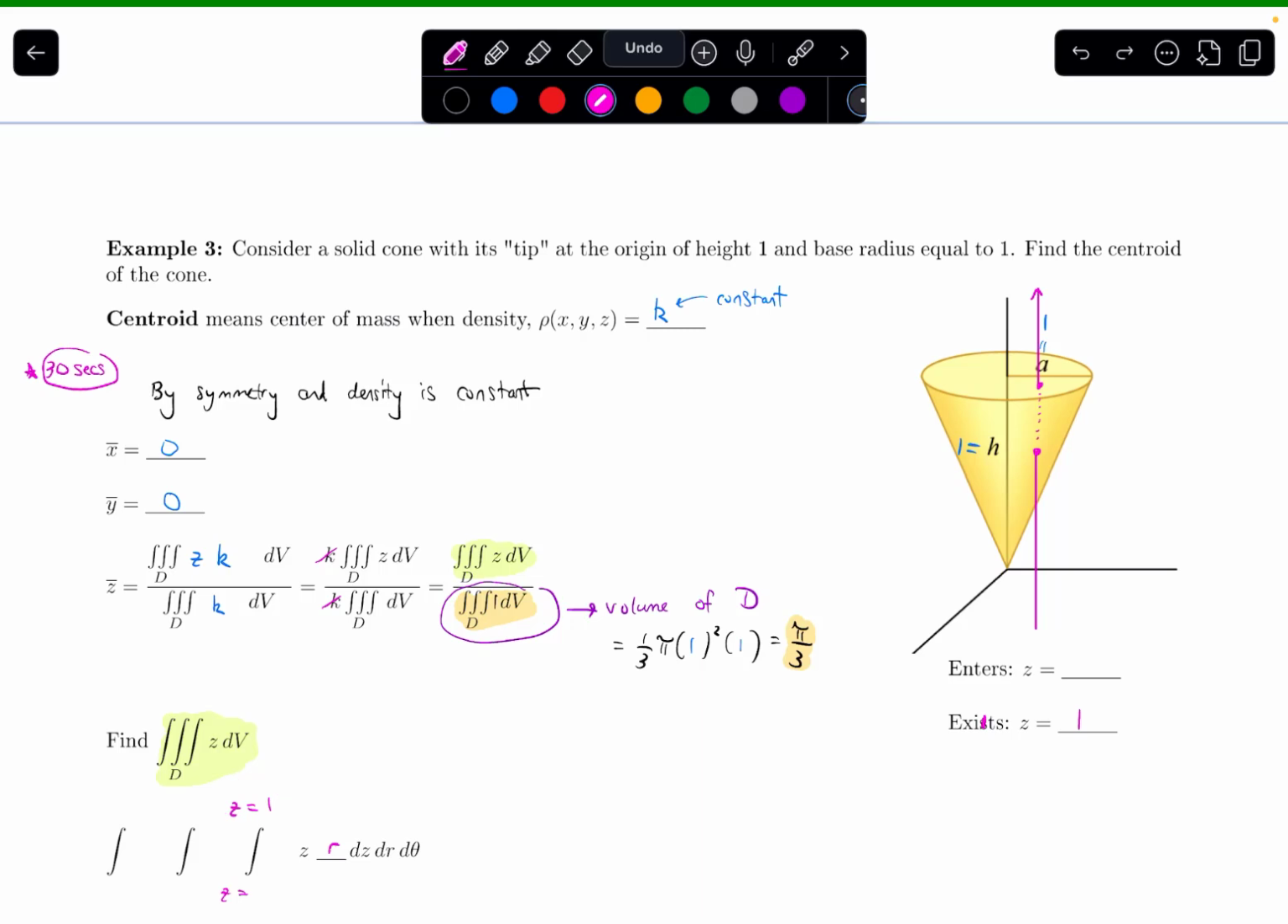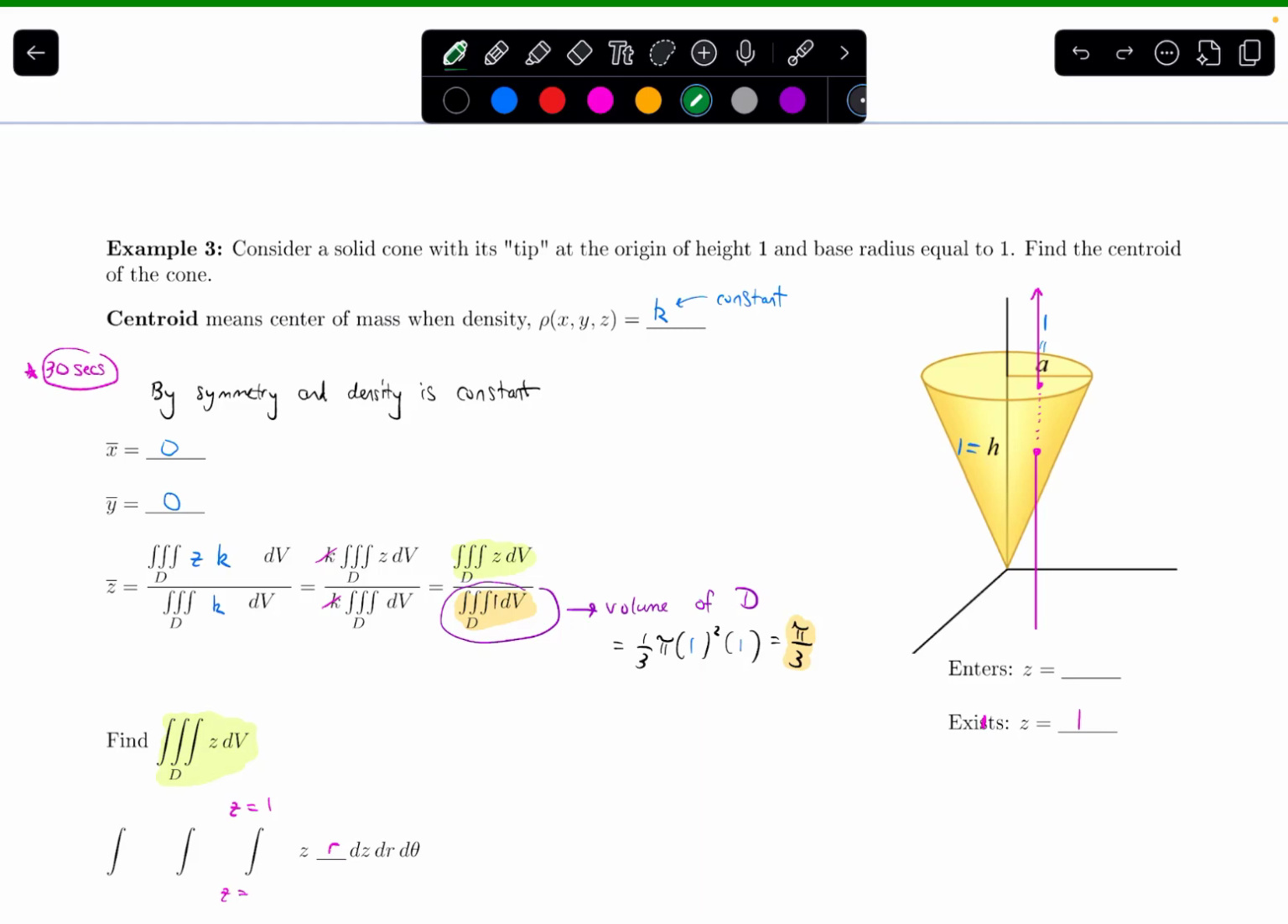And then it enters at that cone. What's the equation of a cone? So there's a couple ways to see this. We actually did an example of this in one of our previous videos, but let's just recap how I could see it if I didn't remember that.